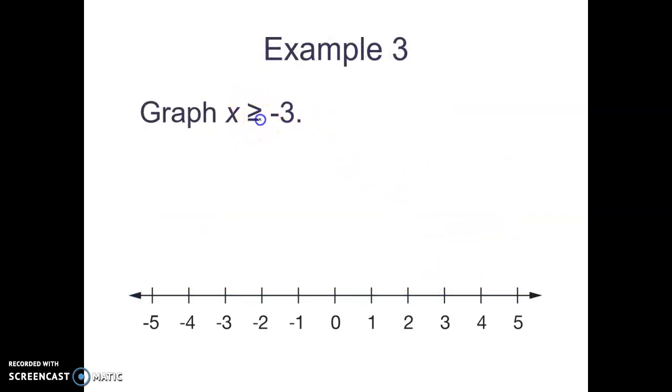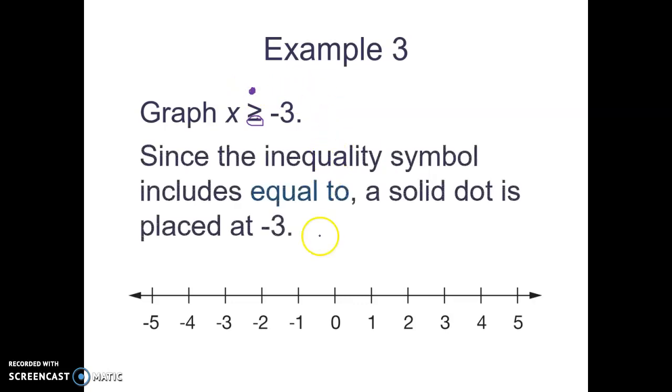When we do less than or equal to or greater than or equal to, we do have to use a solid circle because we do want to include that number. So for x is greater than or equal to -3, it includes equal to, so we're going to put a solid dot at -3. And because it says greater than, I remember that there's an R in greater, and I'm going to go to the right. So greater than or equal to -3, solid dot at -3, and then we draw to the right.